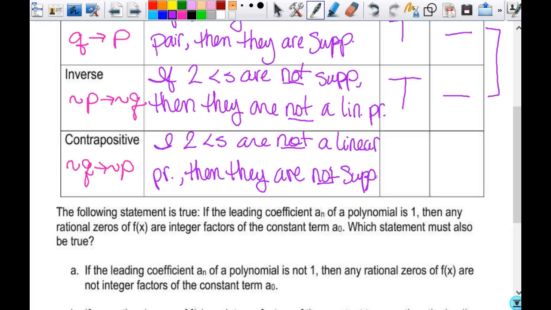True or false? If they are not a linear pair, then they are not supplementary. Can they still be supplementary and not be a linear pair? Yes. Okay, so in order to find a false, if two angles are not a linear pair, then I have to make this be the opposite. If I can say then they are supplementary, then this doesn't work, right? So if two angles are not a linear pair, they can still be supplementary, right?